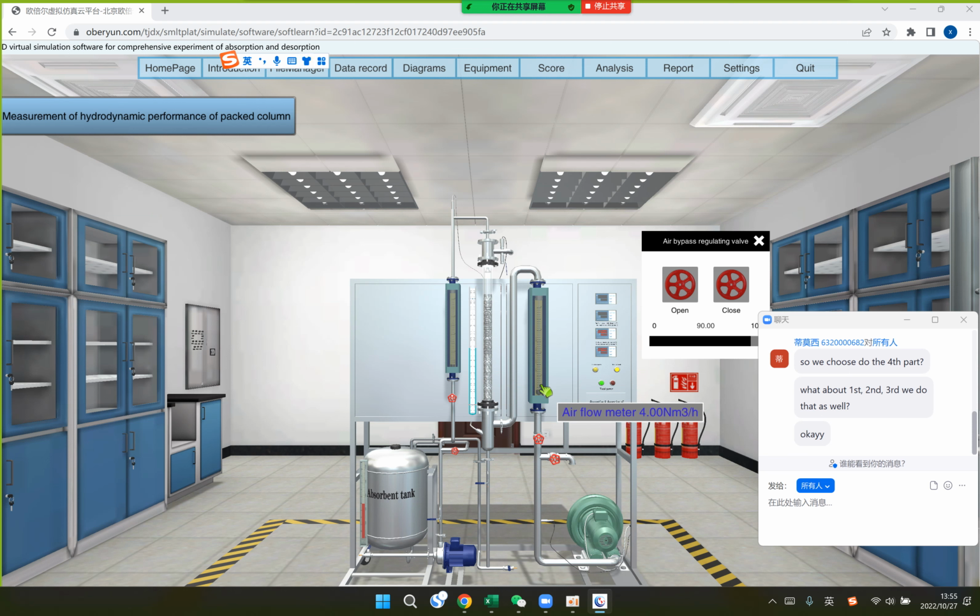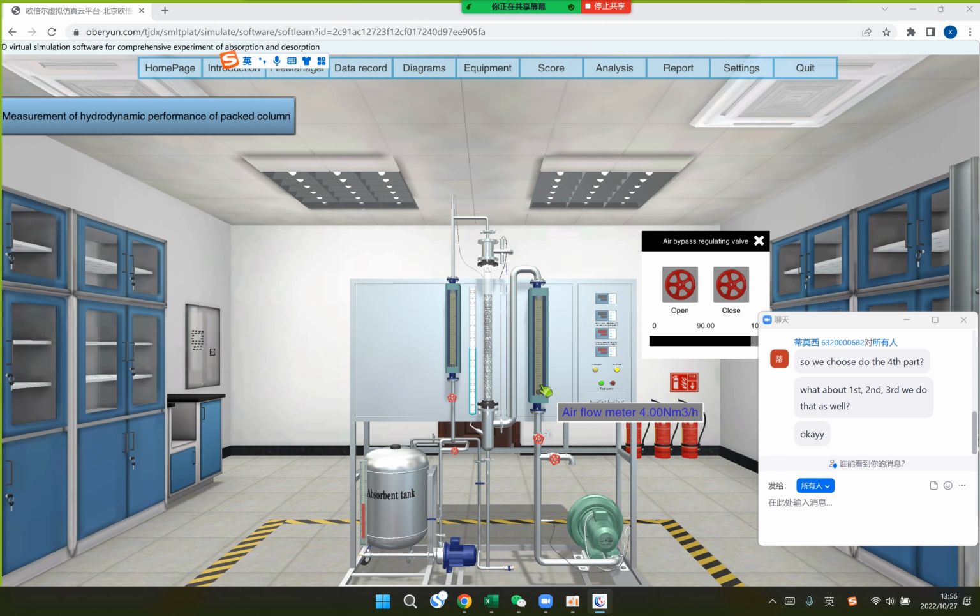So what does the N here mean? Does someone know that? Why is it N cube meter per hour? Because normally it's just cube meter per hour, right? So what's the meaning of the N here?